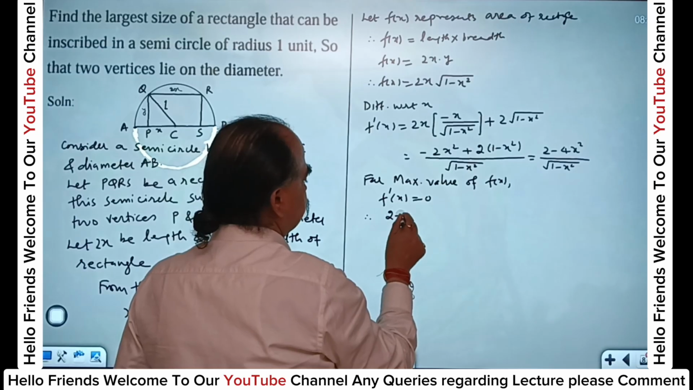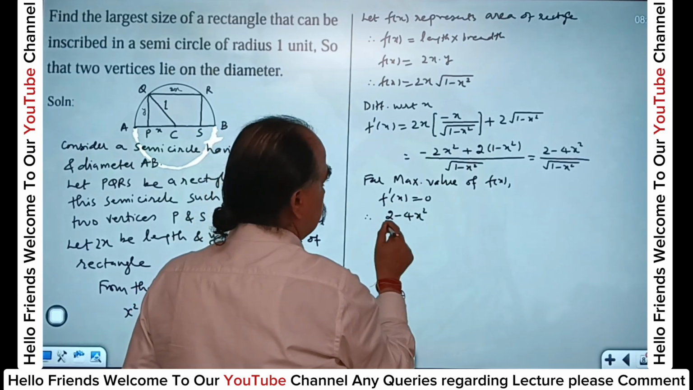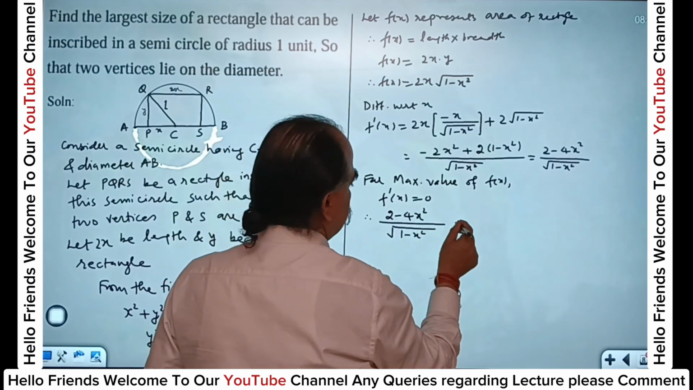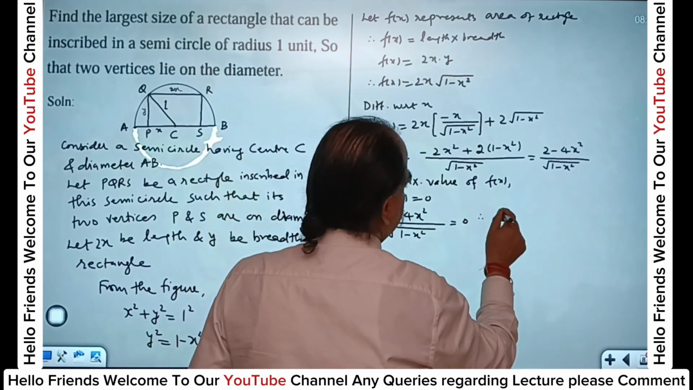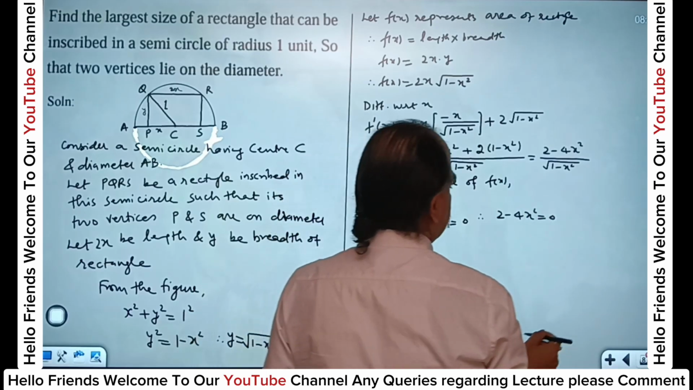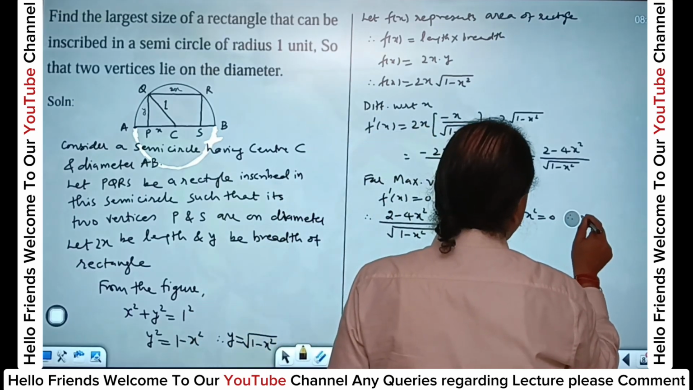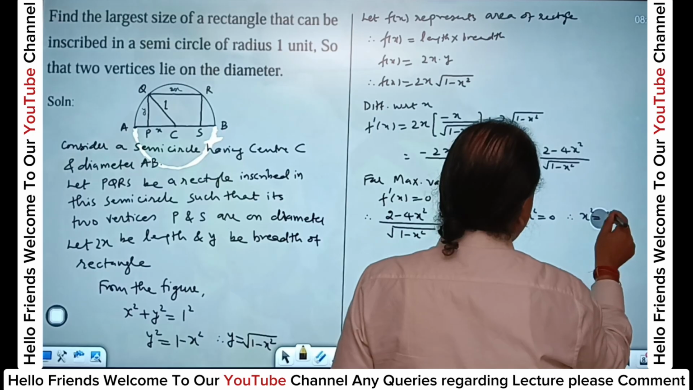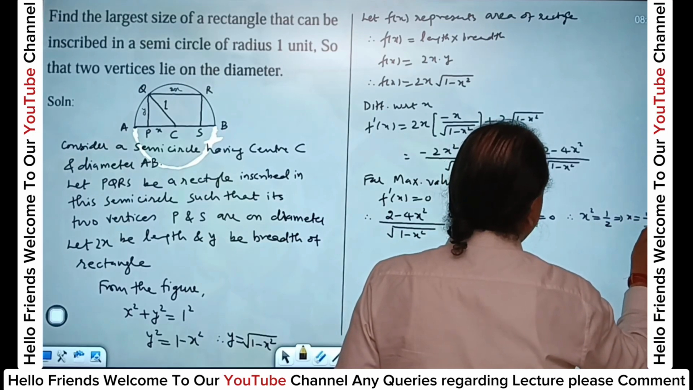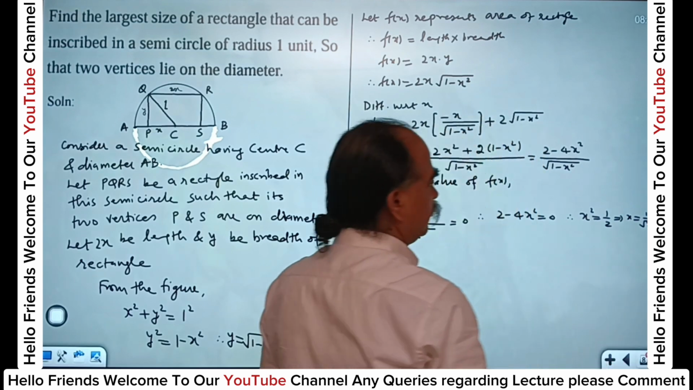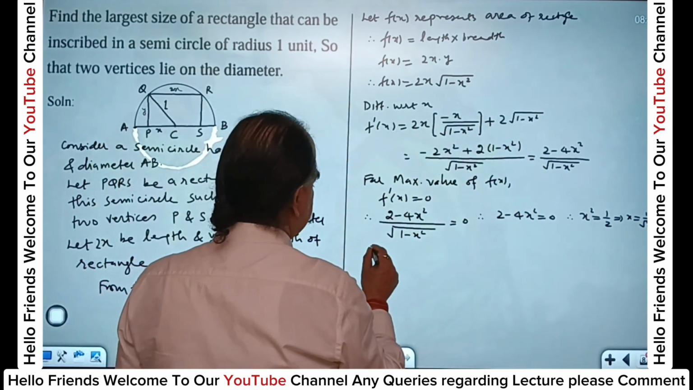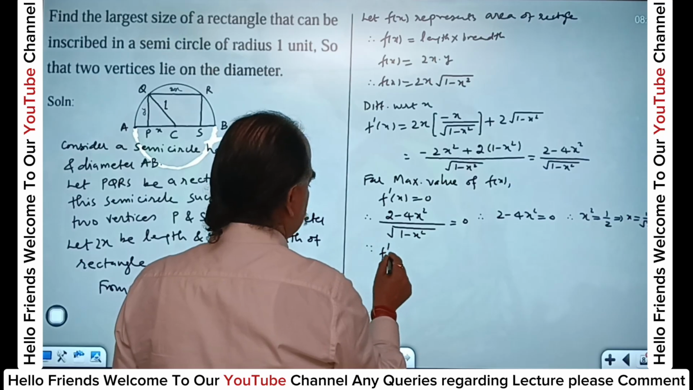So 2 minus 4x square upon root 1 minus x square. So 2 minus 4x square is what? 0. x square is 1 by 2. x is 1 upon root 2. x is positive because x is length.